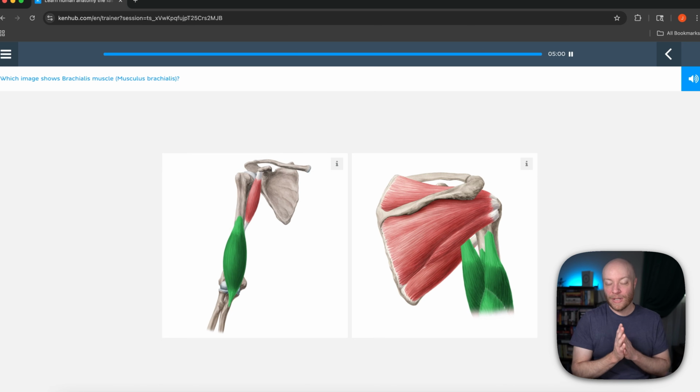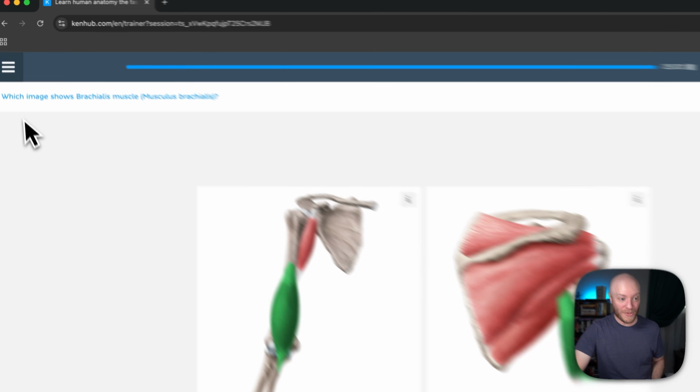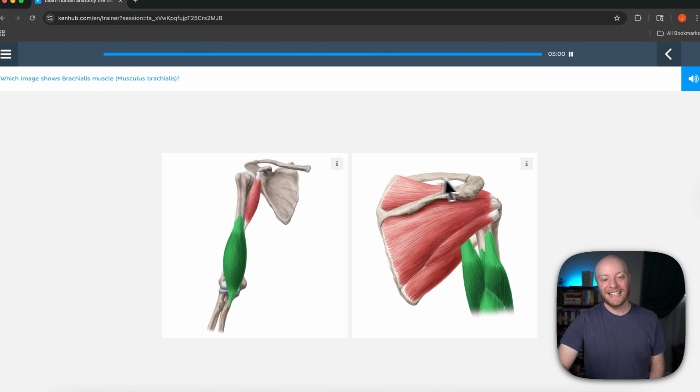And that is it for our quiz. Now, what's cool is when the quiz finishes, maybe it's because I paused it. Oh, it's because I forget. What's nice is it makes sure you finish the last question. So we have one more. Which image shows brachialis? It's going to be this one right here. Just so you know, what it's also showing over here is the triceps.